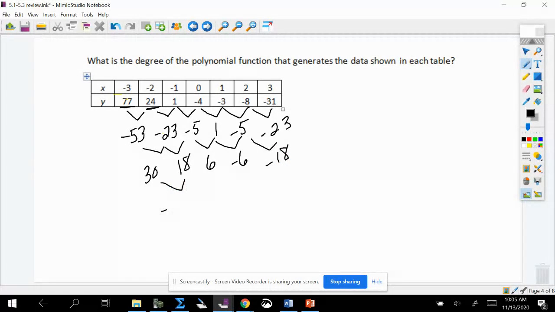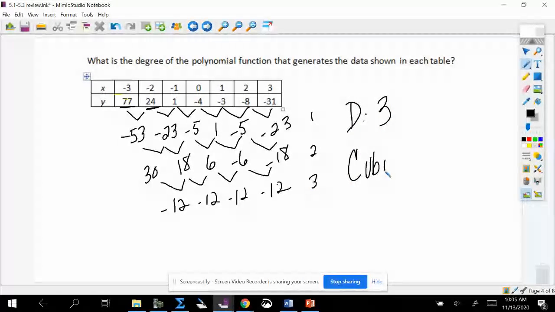This is 30 to 18 is down 12. 18 to 6 is also down 12. This is looking good. 6 to -6 is still down 12. And -6 to -18 is still down 12. So you want to count how many times it took to go through this process. That is your degree. So we would say it's a third degree. And that means that your type, just kind of reviewing those words, third degree is referred to as a cubic function. So that was finite differences. And that's pretty much the end of 5.1. We did a lot of description in 5.1, a lot of visual and classification type questions.